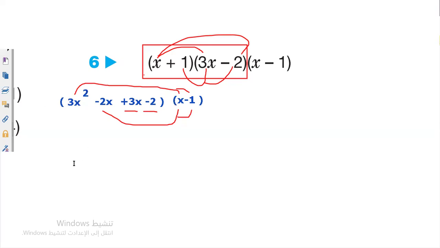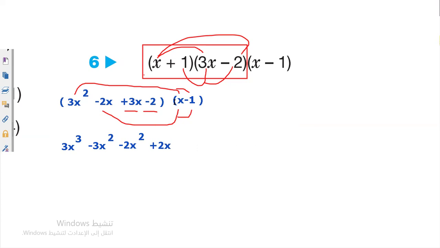So 3x squared times x is going to be 3x power of 3. Don't jump into answers. Follow the steps, step after another. And then multiplied by negative 1, we just change the sign. So negative 3x power of 2. Next, this 1 times x is going to be negative 2x power of 2. Okay, this times this is negative 2x power of 2. And then this times this is positive 2x. So positive 2x.